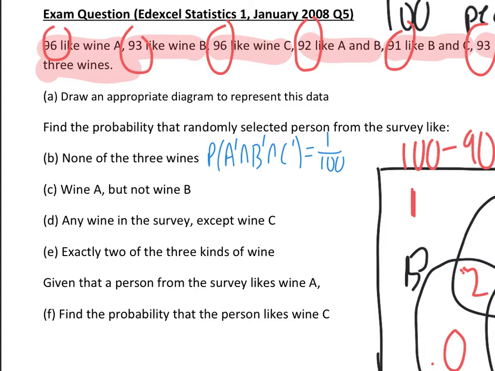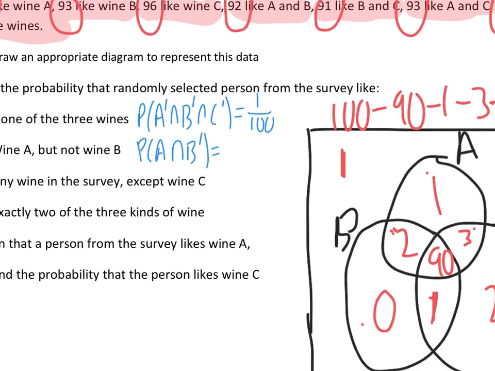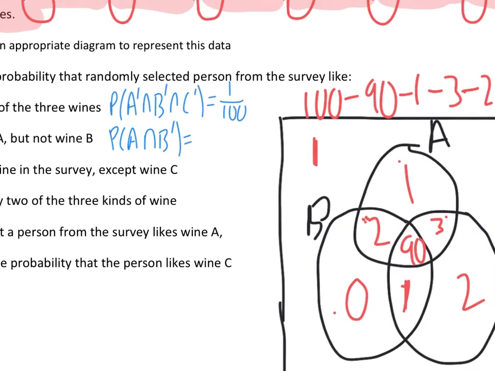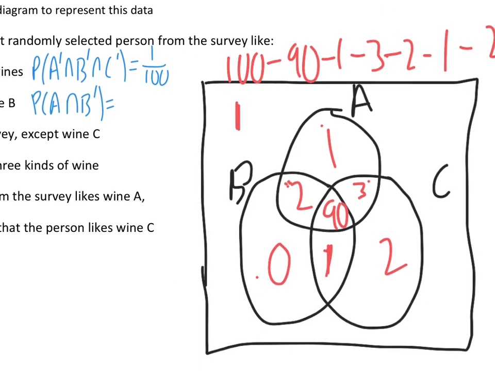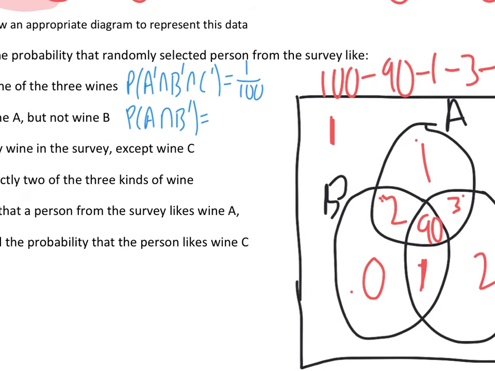Okay, find the probability that they like A, but not B. So that's the probability that they like A and not B. Well, if I look at the A circle, I've got the numbers 1, 2, 90, 3. Which of those don't include B? Well, the 2 and 90 are in the B circle as well. So that's the 1 and the 3 that aren't. So that's 1 and 3 makes 4. So there's 4 people out of 100, which I could simplify to 1 over 25. Next one.